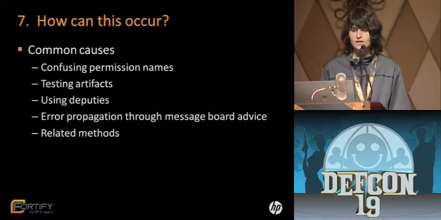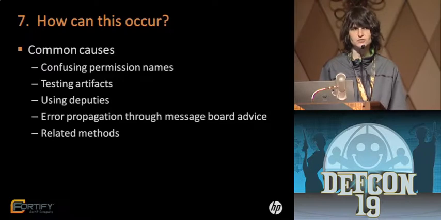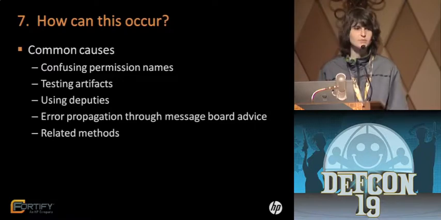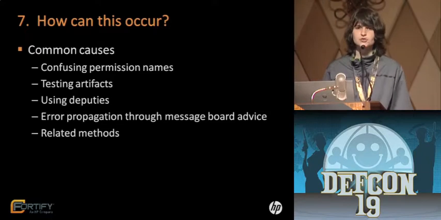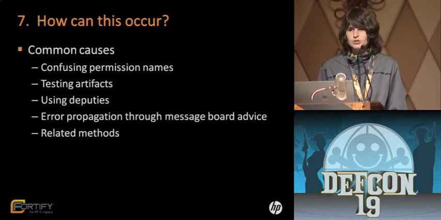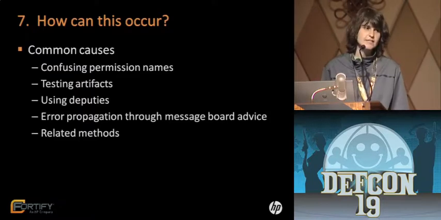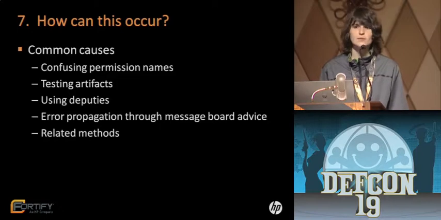One of them is the confusing permission names, and I'll show an example in a second. Another is testing artifacts. There's a number of permissions that are used for testing, such as mock type permissions, and you're supposed to remove them after you're done testing, and if you do not remove them, then you end up with an overprivileged application. There's also confusion between accessing a protected API versus invoking an application that accesses a protected API. And again, I'll have an example in a second.